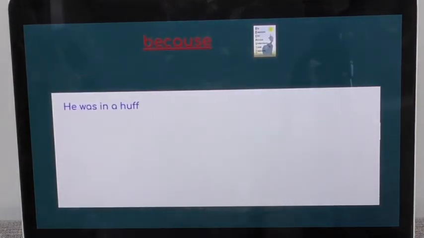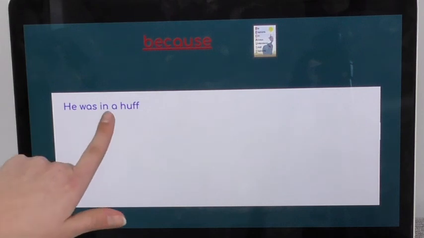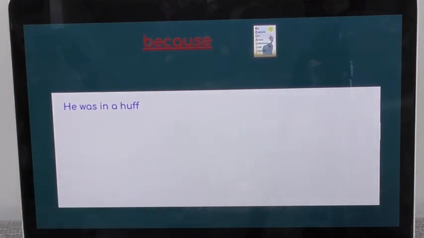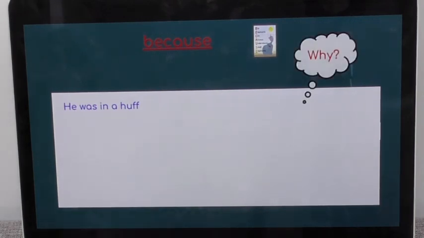When we're thinking about the dragon in our sentence, he was in a huff. Now that as a sentence in itself does make sense, and we're going to use because to add more information. He was in a huff. Why? Why was he in a huff? Why was the dragon in a huff? Talk to your child. Why was the dragon in the story in a huff? Because he wanted to be a hero. He was in a huff because he wanted to be a hero.